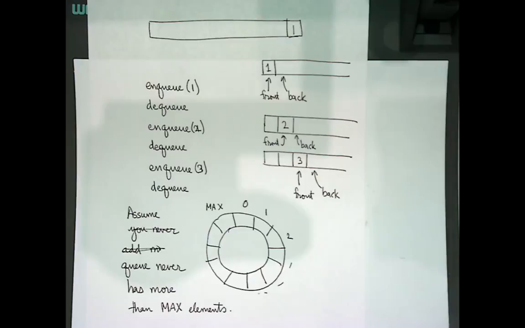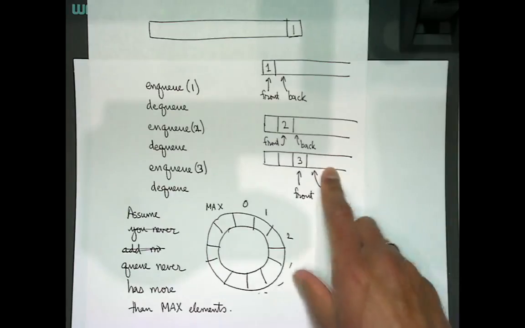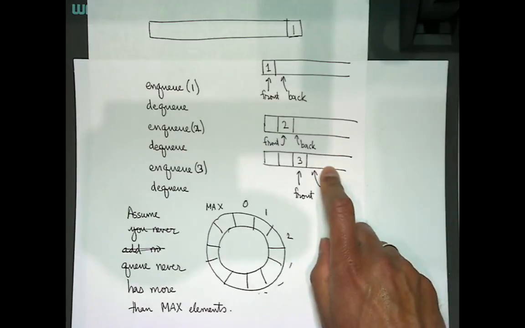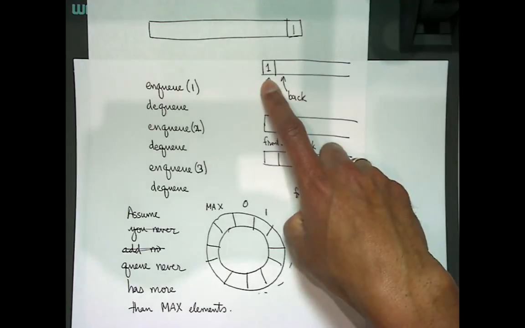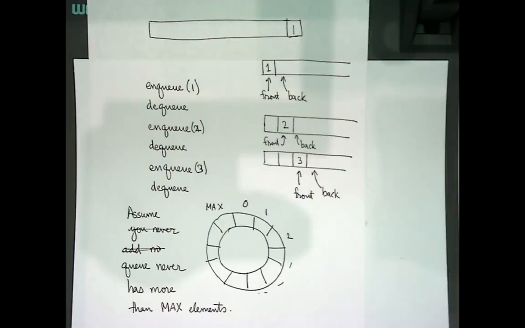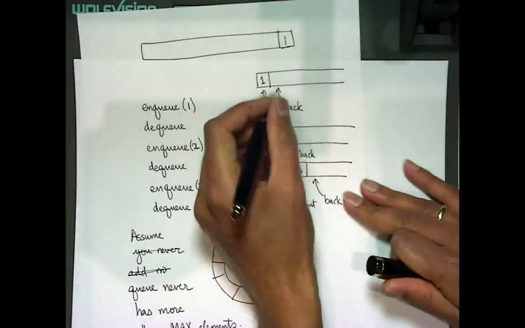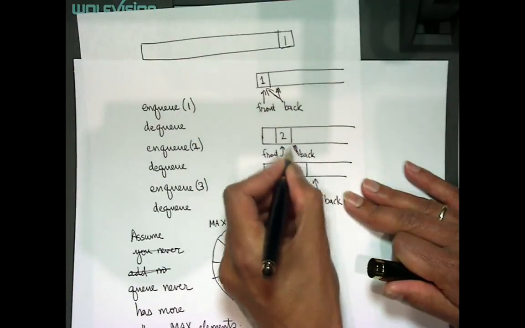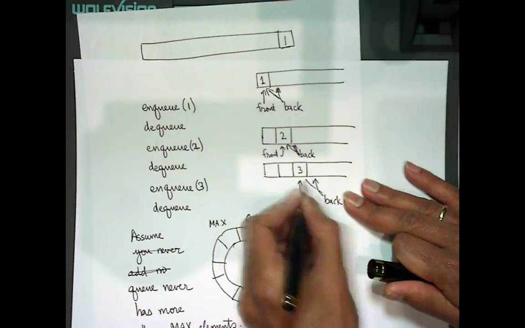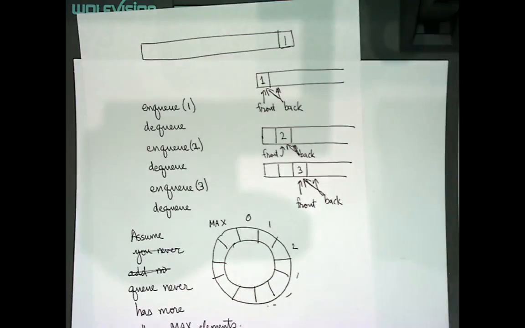Someone had their hand up here and there. Yes? Why isn't front and back both 1? I'm sorry, you're right. Front and back should be just the same. My apologies. Right, they're the same.